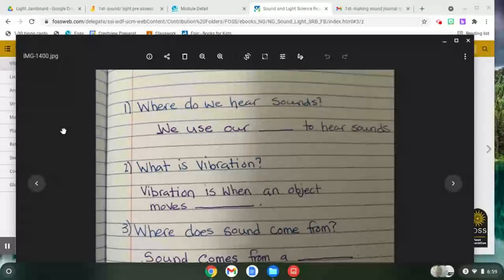All right, question number 1. Where do we hear sounds? What part of our body helps us hear sounds? Here is a little sentence starter if you want a little help to answer this, or if you want to put it into your own words, that's fine. It says, we use our blank to hear sounds. What part of our body do we use to hear sounds?